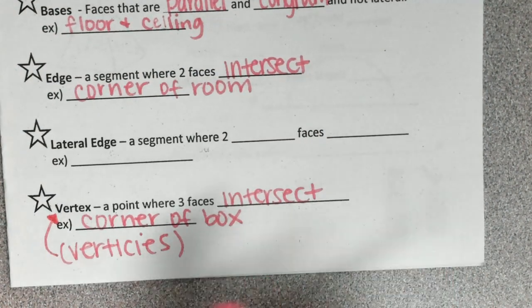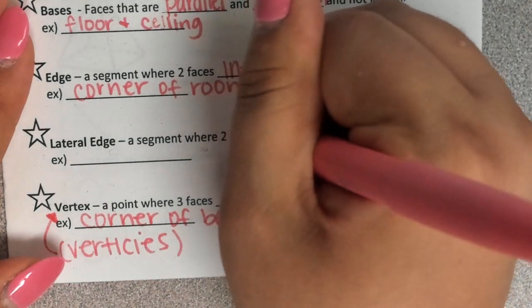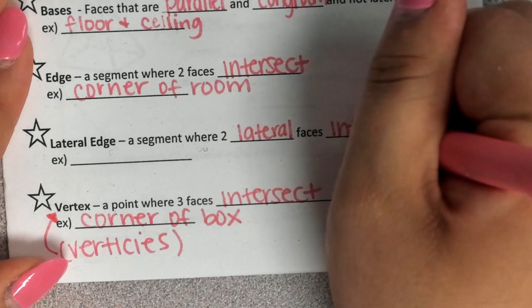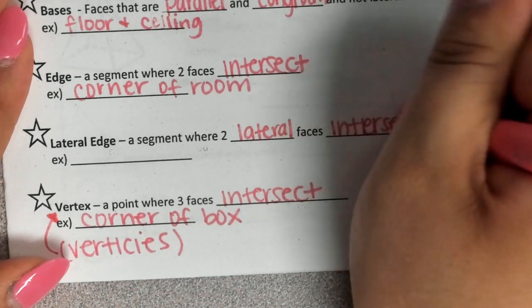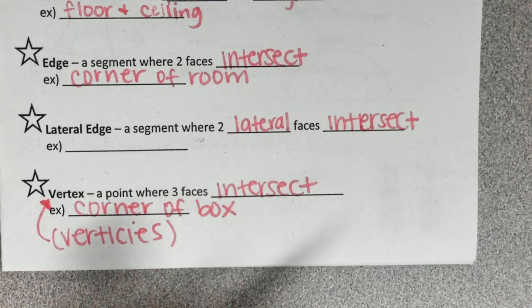And last thing is lateral edge. It's a segment where two lateral faces intersect. That's also the corner of a room.